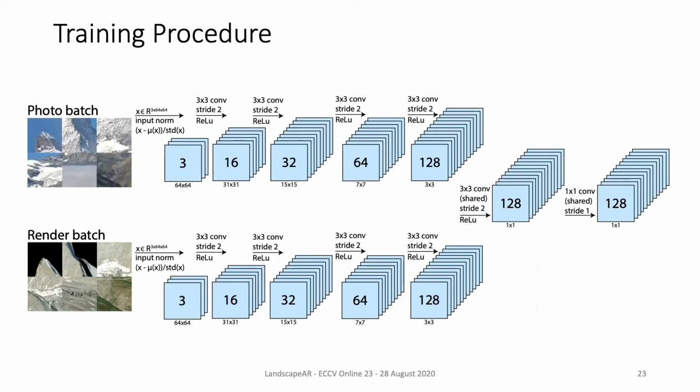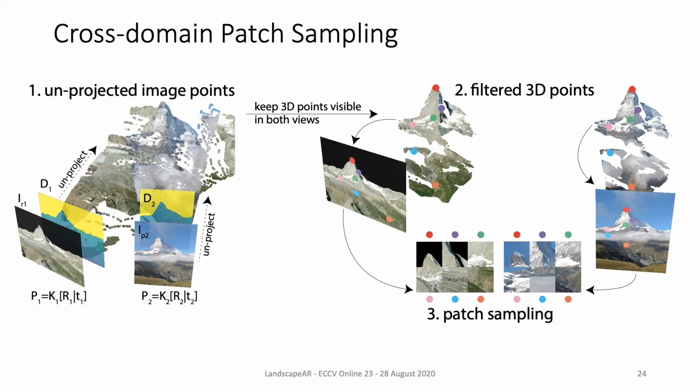Using more than 16,000 images automatically aligned by this technique, we train our compact convolutional neural network architecture using standard triplet loss. For each pair of photograph and render in the dataset, we need to sample corresponding positive and non-corresponding negative patches. The positive patches are obtained by unprojecting the pixels from the ground truth imagery to the 3D space based on a depth map from the rendered DEM. Only 3D points visible in both views are kept, and corresponding patches are uniformly sampled.